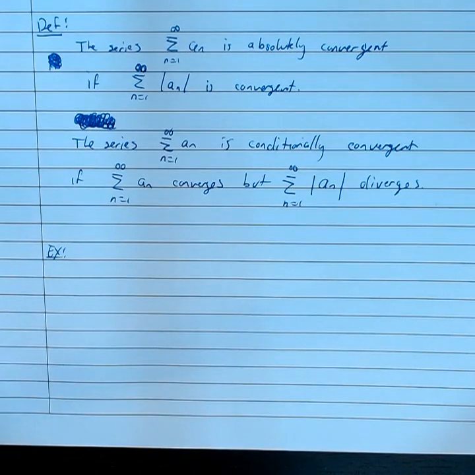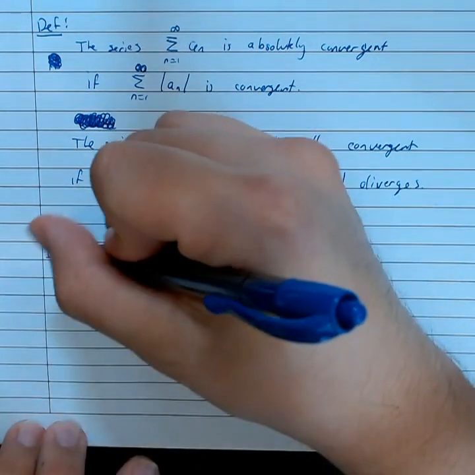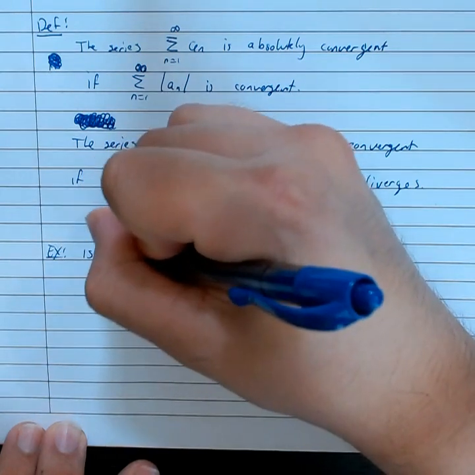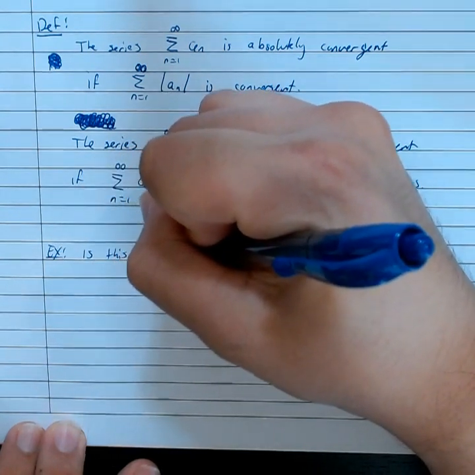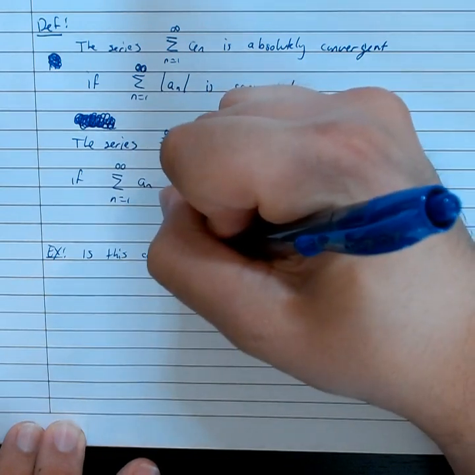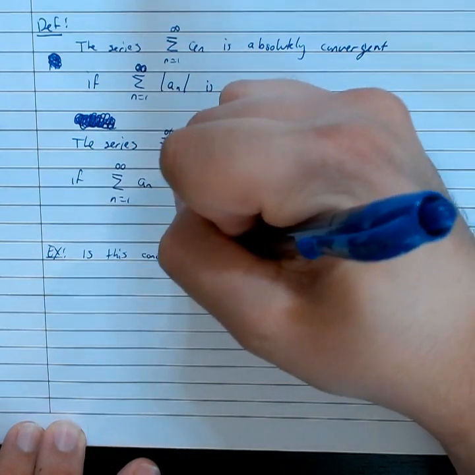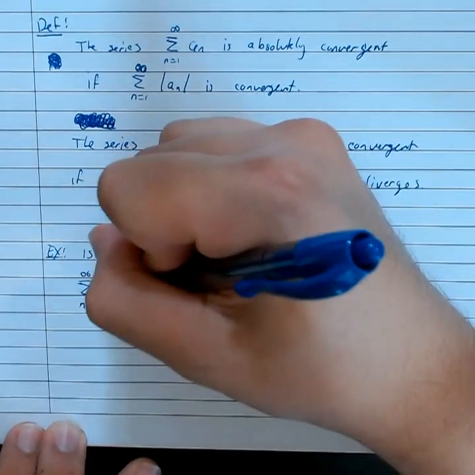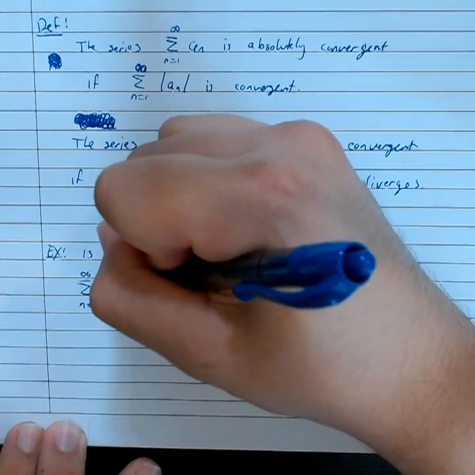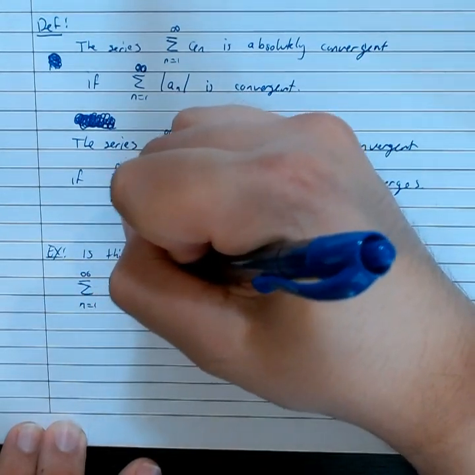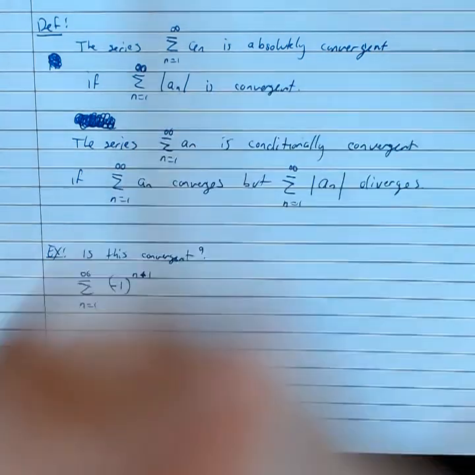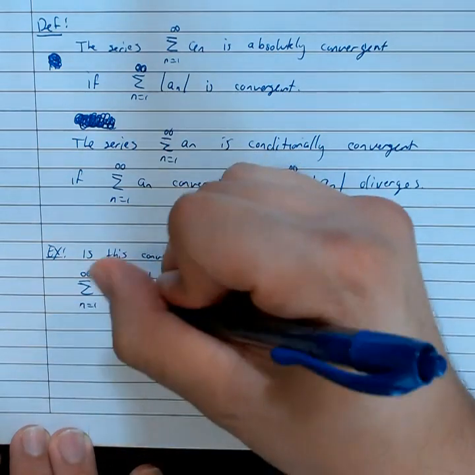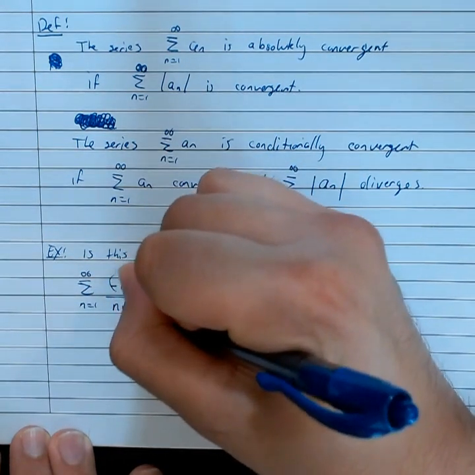So consider the following series. The question is just, is this series convergent? The series is the sum as n goes from 1 to infinity of negative 1 to the power n plus 1 over n square root of n.